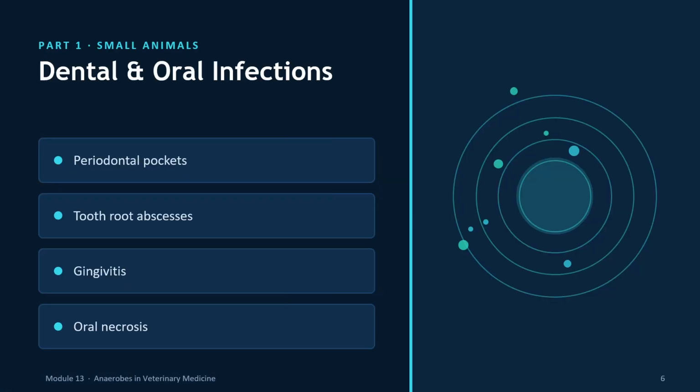The mouth is one of the most anaerobic environments in the body. Periodontal pockets are dominated by anaerobes like Porphyromonas and Prevotella. Tooth root abscesses almost always involve anaerobes. Chronic gingivitis and stomatitis often have a strong anaerobic component. Mechanical cleaning is essential. Antibiotics alone won't fix these infections.